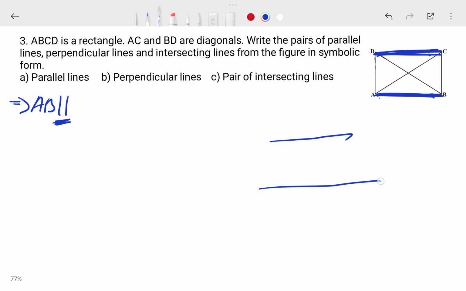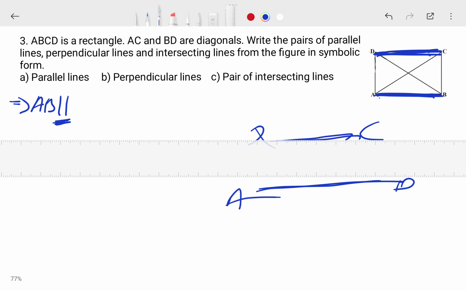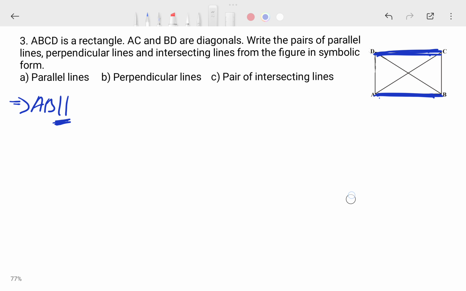This line and this line are parallel. Why? Because this is AB and DC. This is going in this direction, this is going in the same direction, they will never meet. That's why it is parallel. So we have to write this symbol, which is just the symbol of parallel.